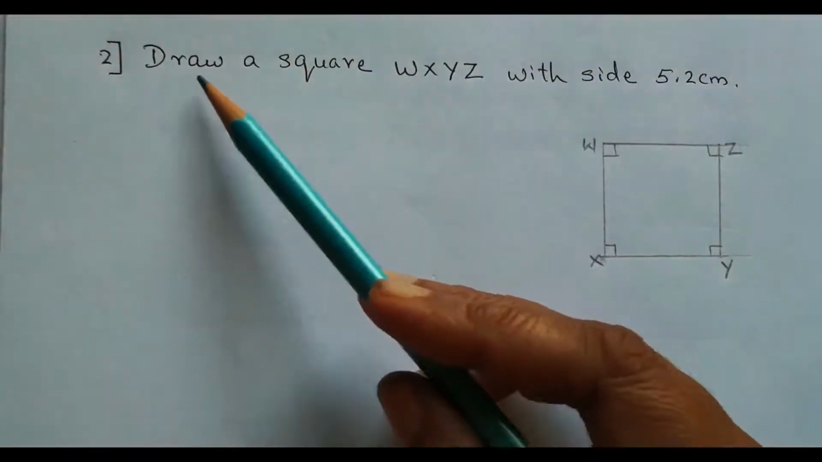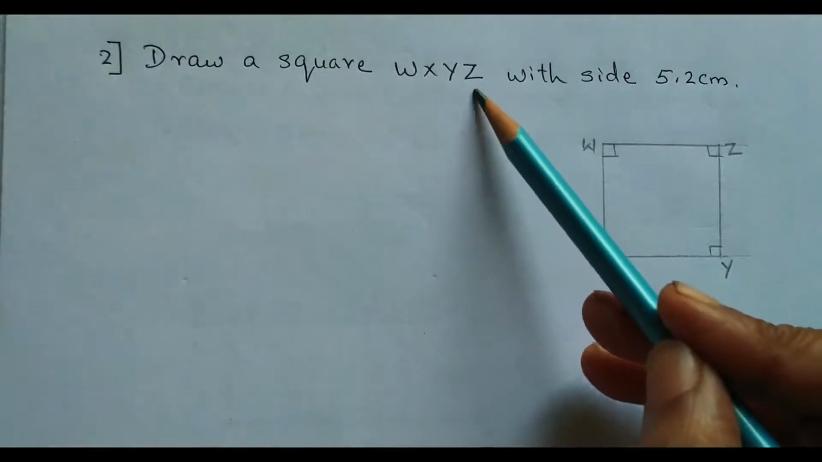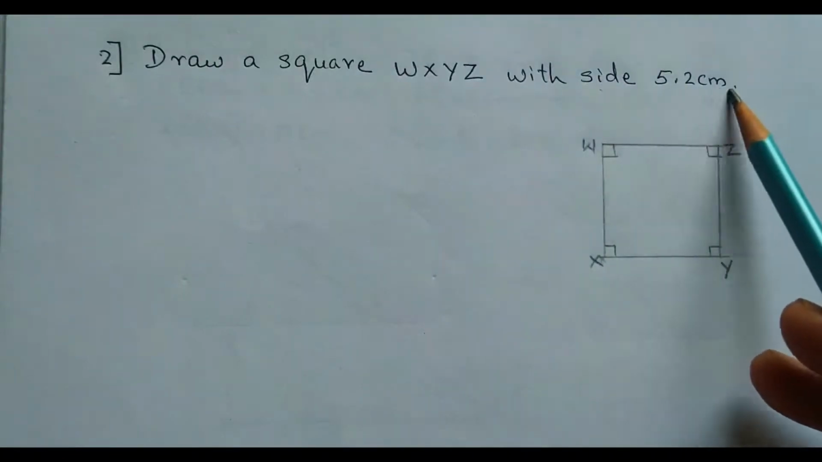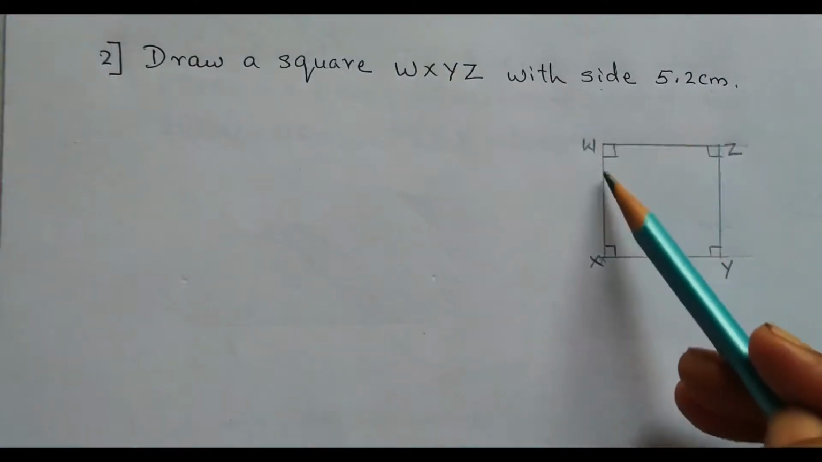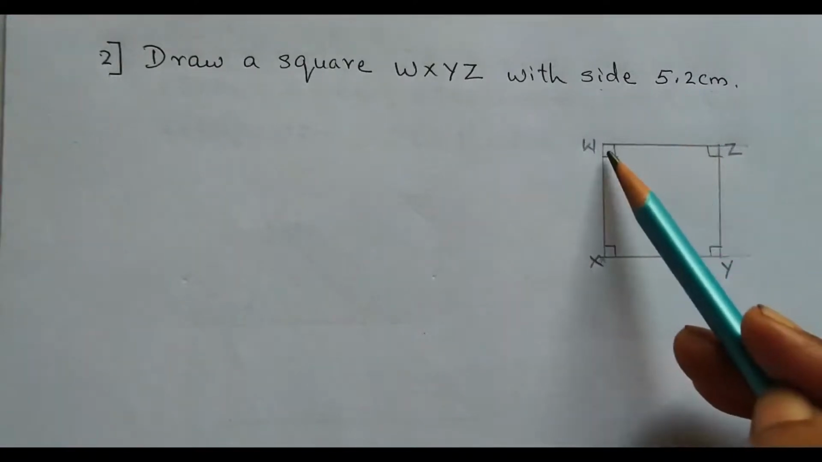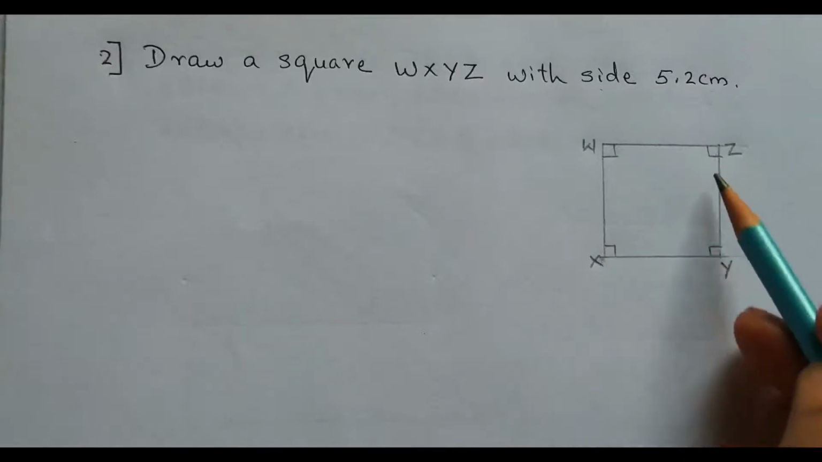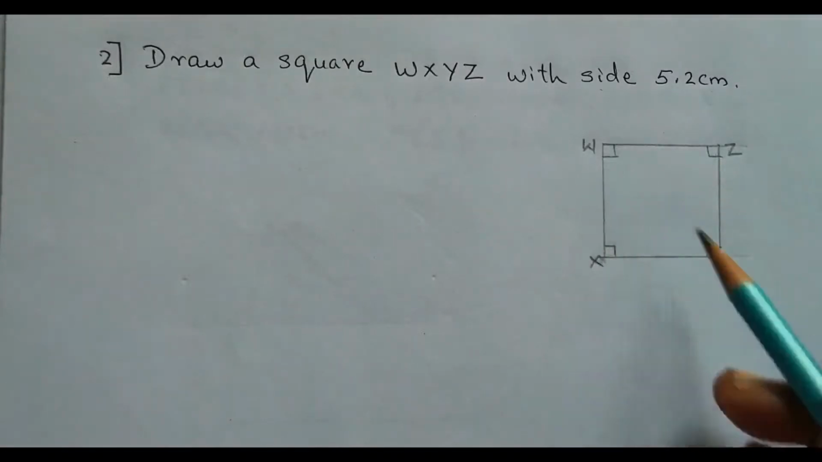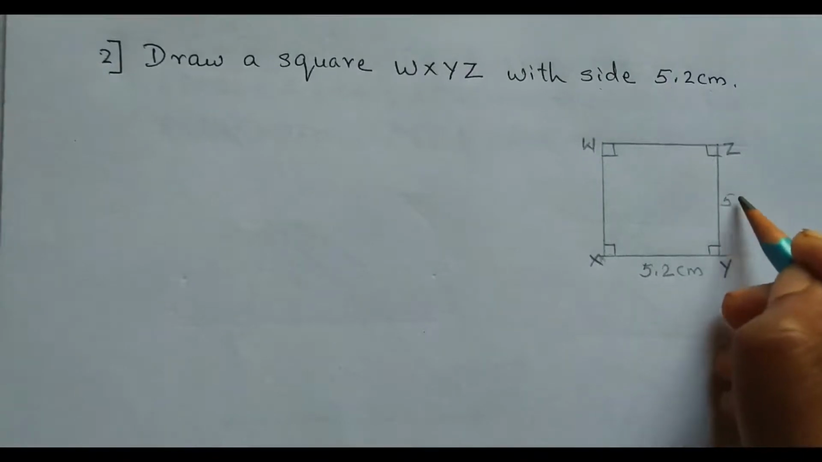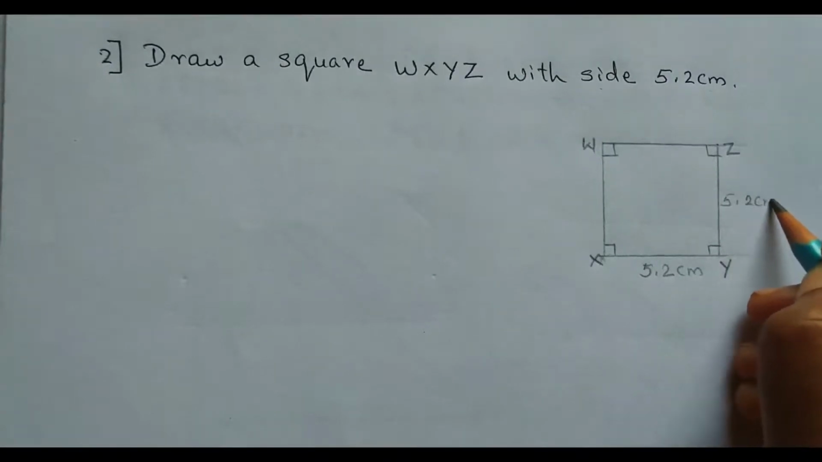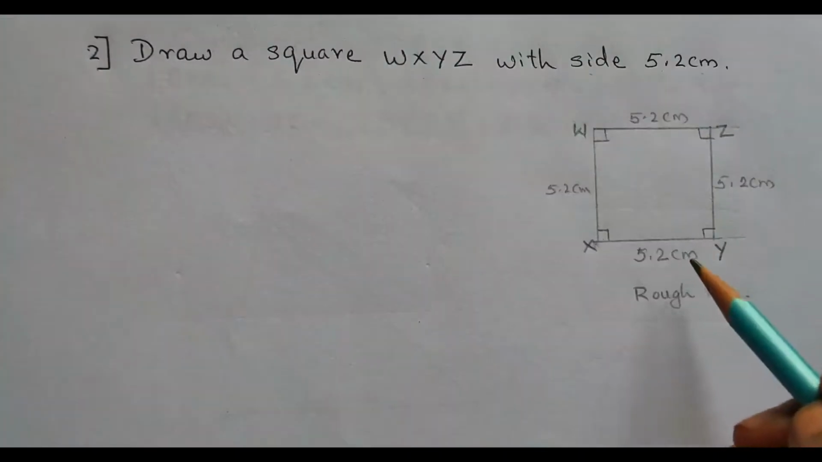The question is, draw a square WXYZ with side 5.2 centimeters. We know that in a square all the four sides are of the same measure and each angle is 90 degree. If one side is 5.2 centimeters, each of the sides will be 5.2 centimeters. So this is our rough figure.